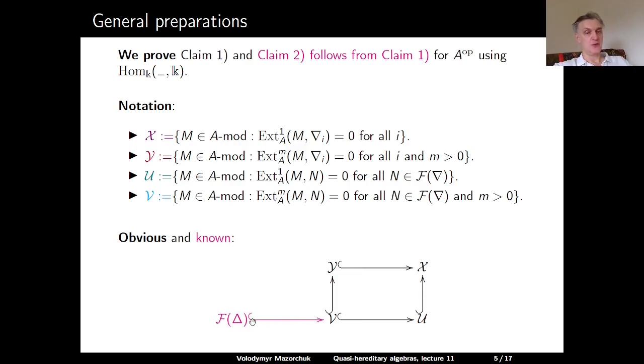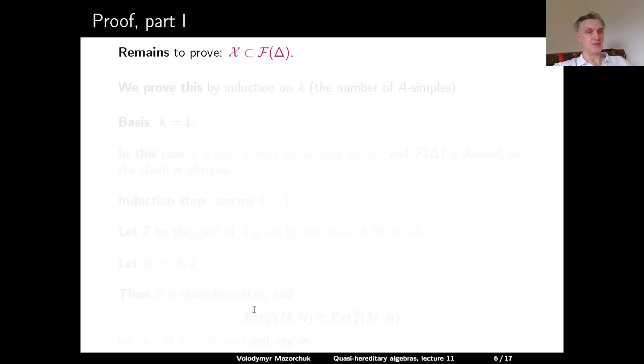So if you have a module with a delta filtration, then all extensions of positive degree from this module into all modules with costandard filtration vanish. So we have this obvious diagram of inclusions, and so to prove claim 1, we just need to prove that X is a subcategory of F delta. So that's the only thing which we need to prove. X is a subcategory of F delta.